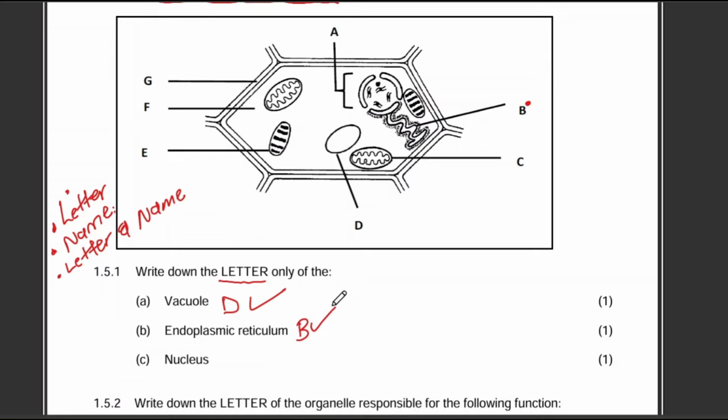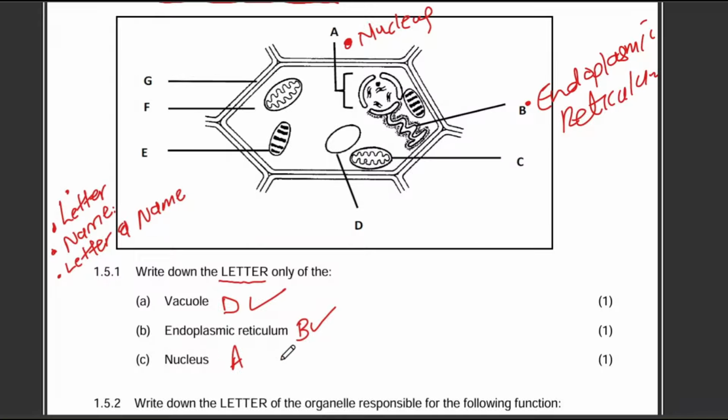Then the nucleus carries genetic material of the cell. There it is. That is the nucleus. But let's write it here. And they've just asked for the letter. We said this one is the endoplasmic reticulum.